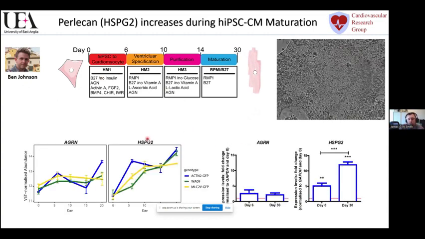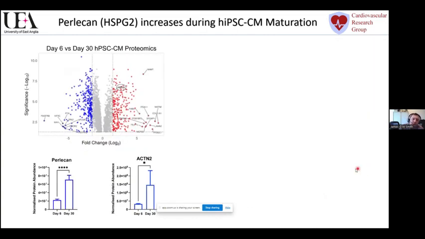And we compared the day 6 proliferative cardiomyocytes to the day 30 cardiomyocytes, and we looked at the gene expression of Perlecan, and we did this through RNA sequencing of multiple cell lines and some targeted qPCR. And we saw, unlike agrin, there was a significant increase in the gene expression of Perlecan as the cells switched from the early day 6 to the later day 30 cardiomyocytes. We did unbiased proteomics, and again, between the day 6 and the day 30 cardiomyocytes, we saw a whole range of proteins which changed, as you'd expect, and one of the ones which significantly increased was indeed Perlecan, going up by a fold of about 3-fold.